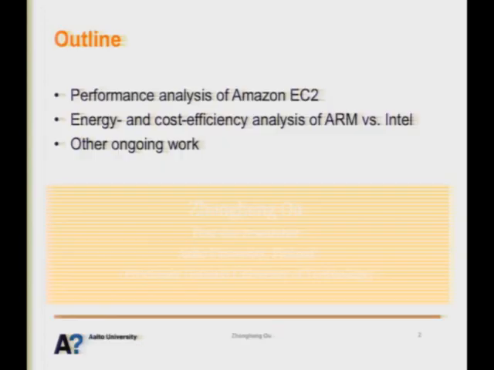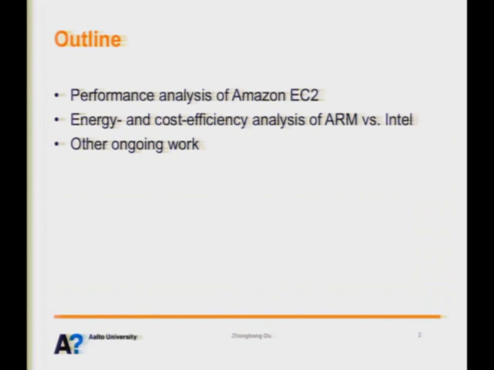So first, I will talk a little bit about the Amazon EC2 public cloud. How many of you have used it? I mean, probably you have heard about it, but how many of you have used the Amazon EC2 platform before? Two. Great. Not that many. So probably it will be a little bit new to some of you. Secondly, I will talk about the energy and cost efficiency analysis of ARM and Intel processors and the comparison between different processors.